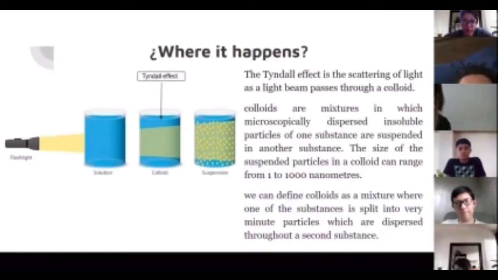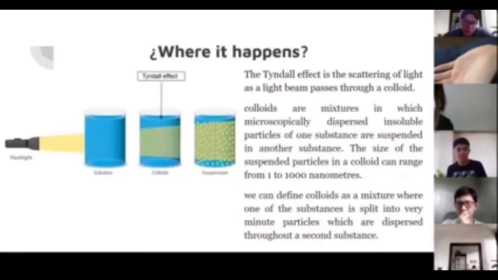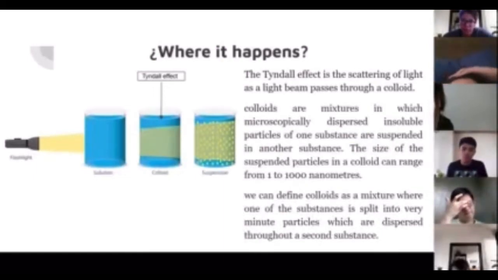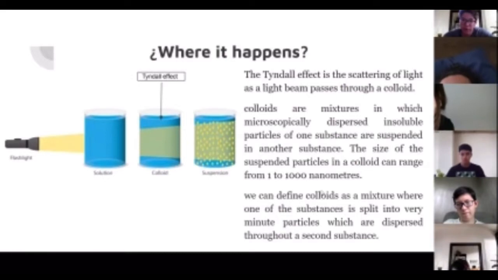Where does it happen? Okay, the Tyndall effect happens in colloids, and colloids are mixtures where a substance is split into very minute particles and dispersed through a second substance. And the size of the particles of the colloids can range from 1 to 1000 nanometers.